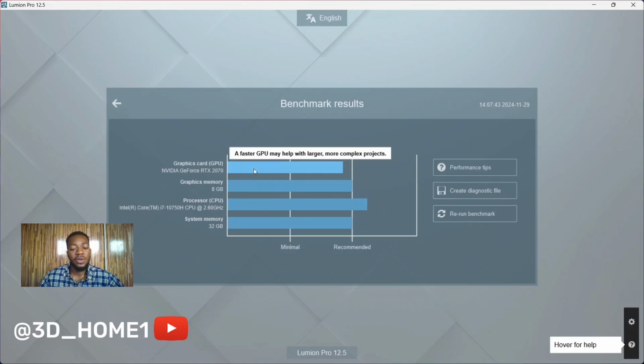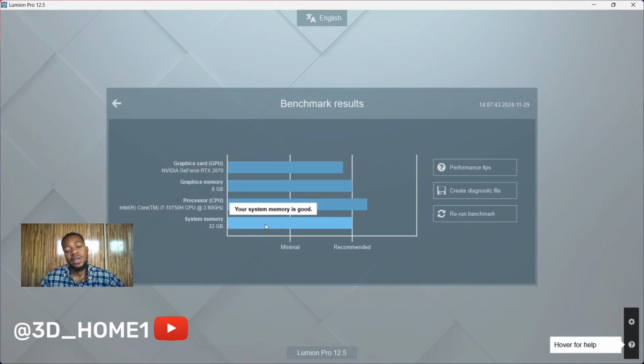But if you can't afford that particular one, you can get this type, or something that is not below this minimal. So don't get anything less than 4 gig for the graphics memory, don't get anything less than Core i5 for the processor, and don't get anything less than 16 gig for the system memory.